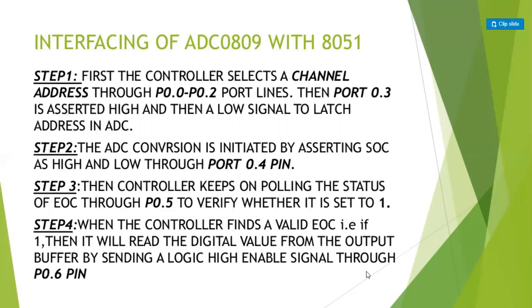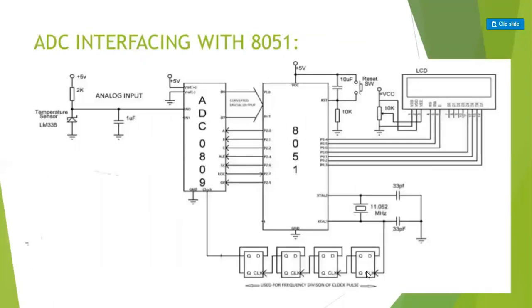Step 3, the controller keeps polling the status of EOC through P0.5 to verify whether it is set to 1. Step 4, when the controller finds a valid EOC, that is 1, it will read the digital value from the output buffer by sending a logic high enable signal through the P0.6 pin. These are the 4 steps. This is the circuit diagram.